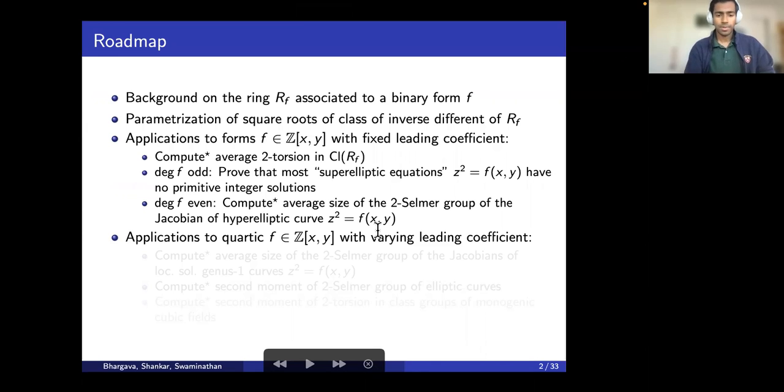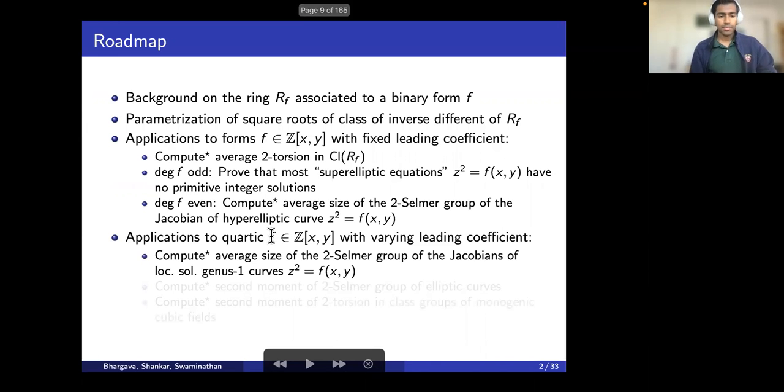So for example, when we're looking at binary quartic forms F with varying leading coefficient, we can compute the average size of the two Selmer group of the Jacobians of the curves given by z squared equals f of xy under a technical assumption that they're everywhere locally soluble, meaning that they have rational points everywhere locally.